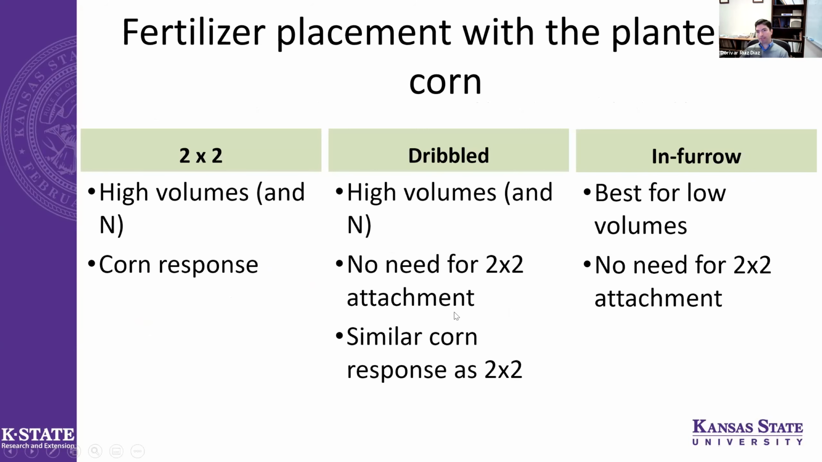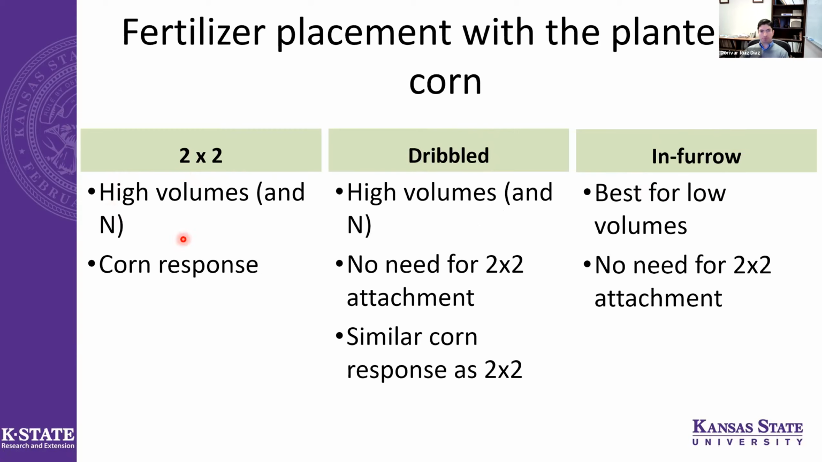Okay, so the other question we got is starter fertilizers in corn. And we do have a lot of data on these, comparing the main options that we have for starter fertilizers, with 2x2 always being kind of the default, the standard that we've used over the years, but more and more dribble behind the planter and in-furrow have, of course, become more popular. We don't need to use the attachments with these options, and so this has become more common. We do have a lot of data, but I just quickly wanted to put the pros and cons of each of these, to keep in mind.